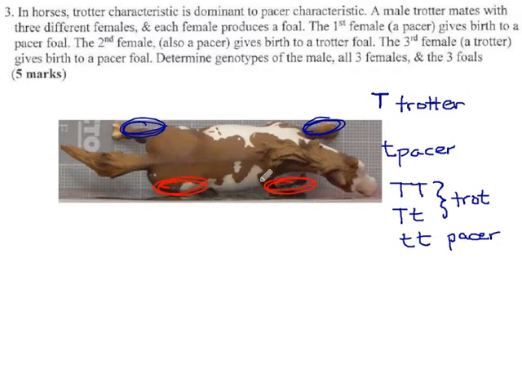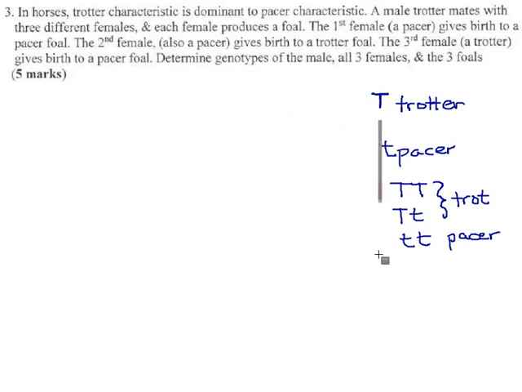So I see three different moms in this scenario, so I'm going to get rid of the horse picture because we're going to need the space. And let's see what we can do with this. All right, so we have a male trotter. This is the dad for everything that's about to happen. And if you're a trotter, that means you're big T blank. We don't know what your second allele is yet. It could be either one.